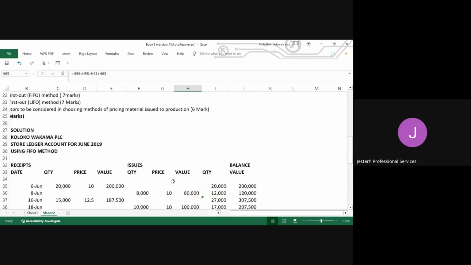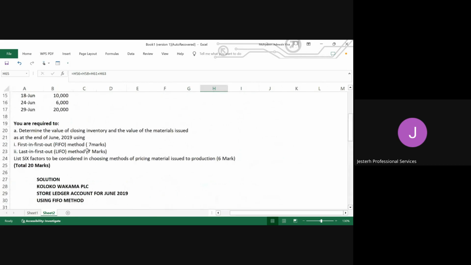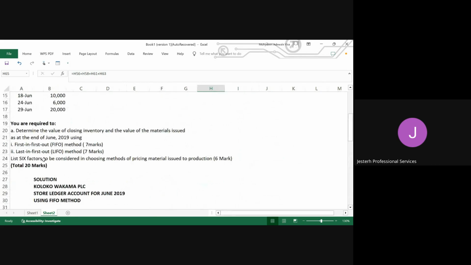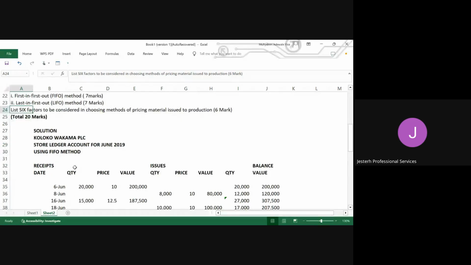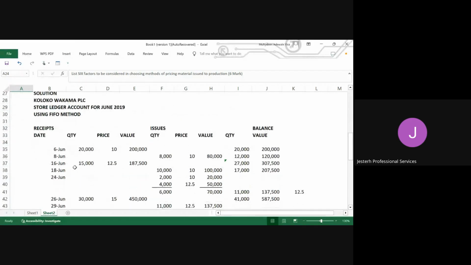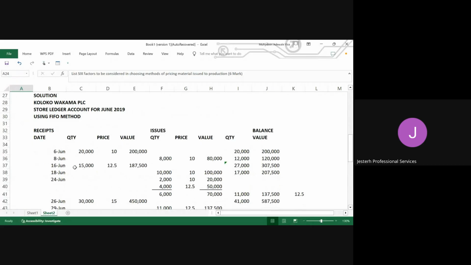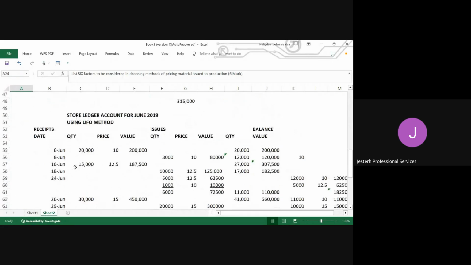The first question says we should consider first in, first out. The second question says we should consider last in, first out, and where the pathways least 6 factors are considered in this method. This one, I'm going to share in the group, then you can answer it. And then I'll try to come up with one related question on FIFO and LIFO so that we can use that as practice.